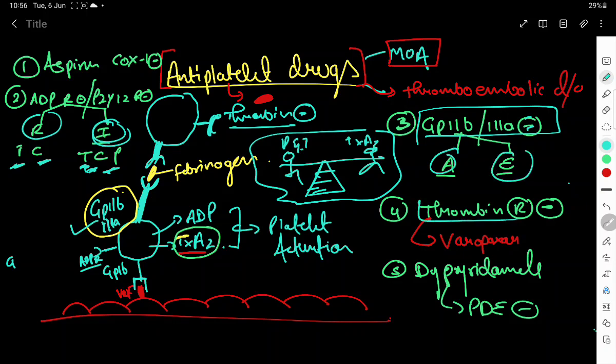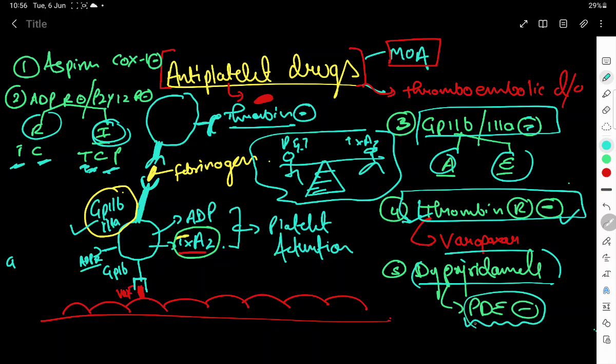We have the thrombin receptor inhibitor, where thrombin receptor antagonism is seen. We have vorapaxar, and we have dipyridamole, which actually is used in angina. It is a phosphodiesterase inhibitor which indirectly increases the cAMP level, which causes the platelets to decrease their aggregatory effect.